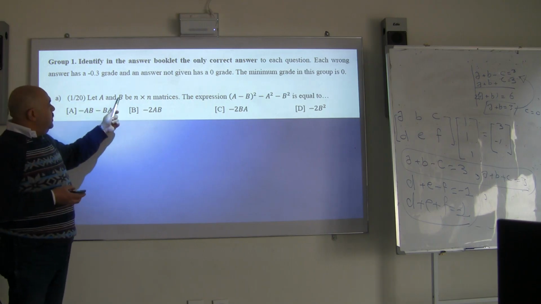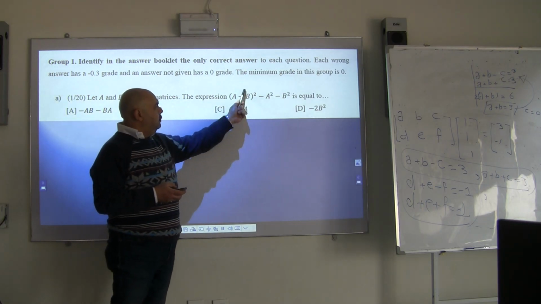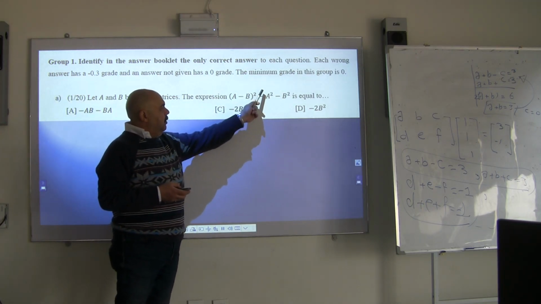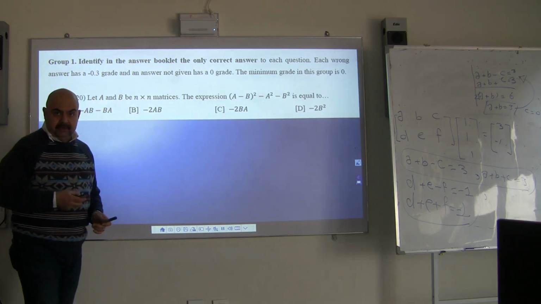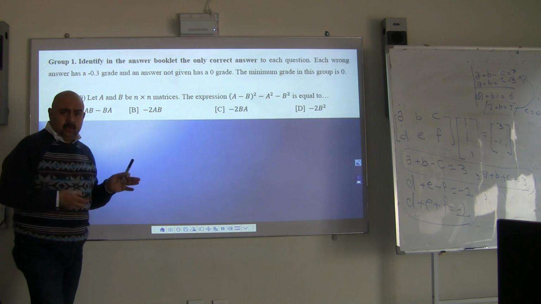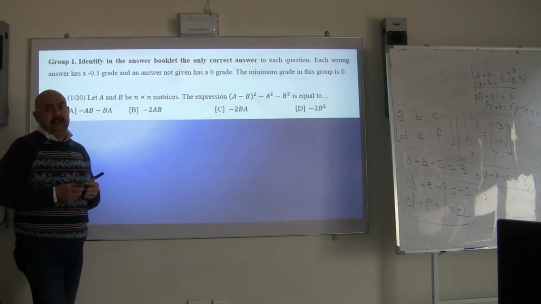Here, let A and B be n by n matrices. The expression (A minus B) to the power of 2 minus A to the power of 2 minus B to the power of 2 is equal to... And he's giving you 4 alternatives. Actually, this question is tackling the multiplication of matrices.